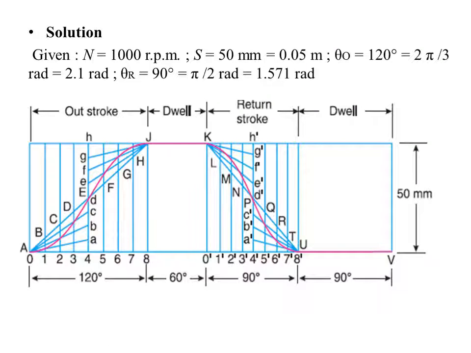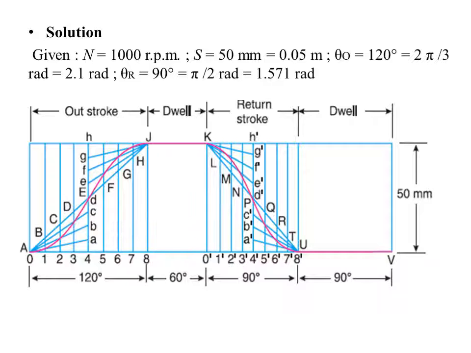So write down what data has been given. They mention the speed 1000 rpm, S 50 mm, convert into meters, outstroke theta naught 120 degree, convert into radians, again theta r 90 degree, convert into radians.